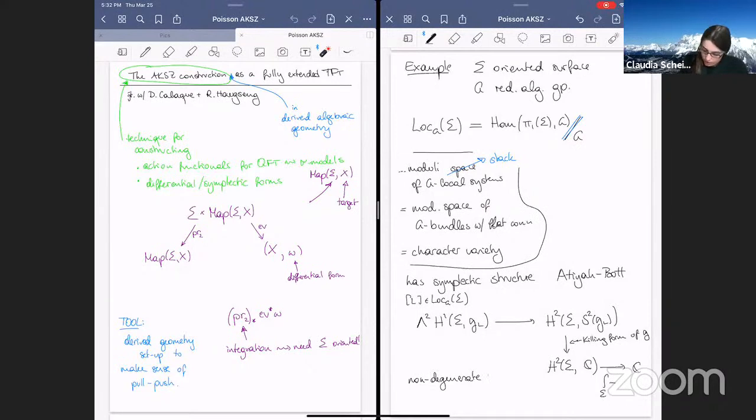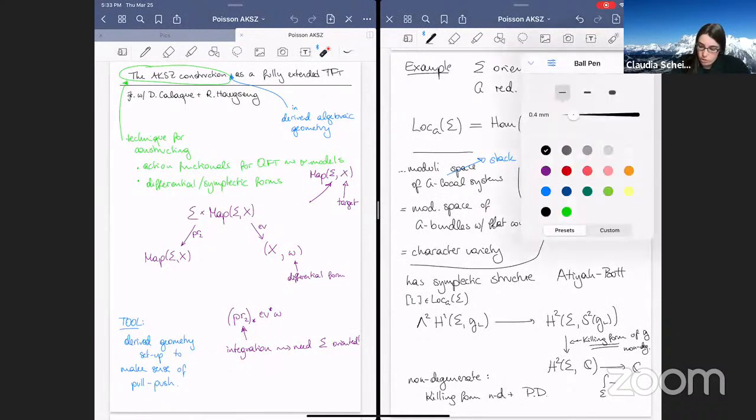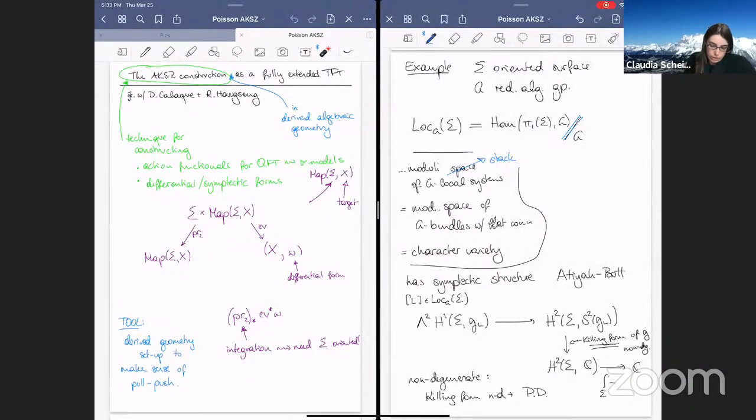Okay, so this is non-degenerate. And the reason this is non-degenerate is, if we just forget that we had our G here, or let's just look at this part here, then we have Poincare duality of the surface. It's an oriented surface. We have Poincare duality. And well, the Killing form is also non-degenerate. That's part of being a Killing form. So this is Killing form non-degenerate plus Poincare duality. Okay, great.